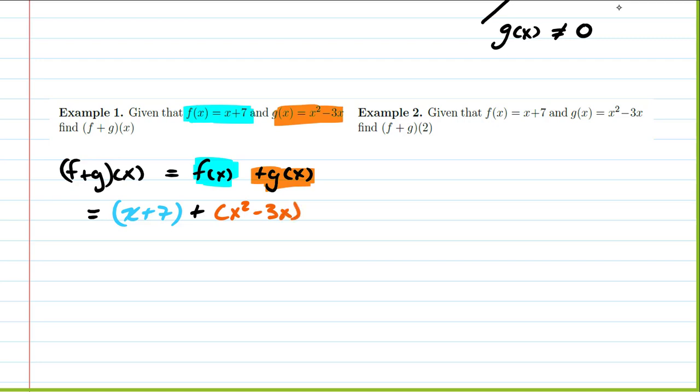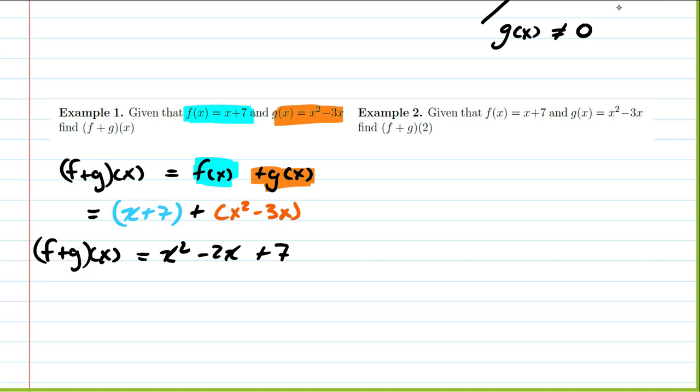Then we just collect up our like terms to get our new function f plus g of x, which would be equal to x squared. And then we have x take away 3x is negative 2x plus 7. That would be our new function f plus g of x.